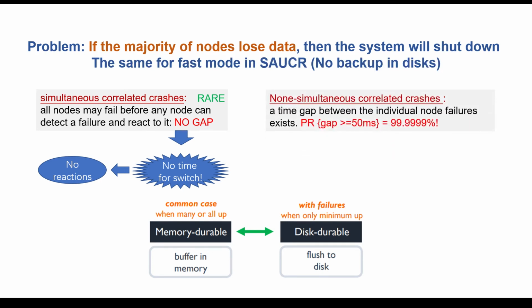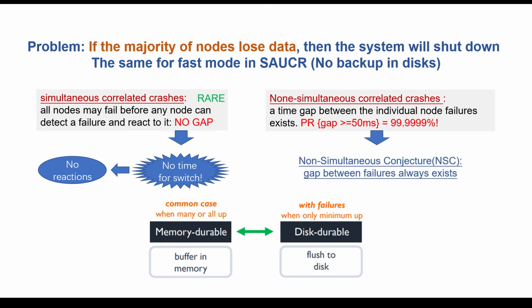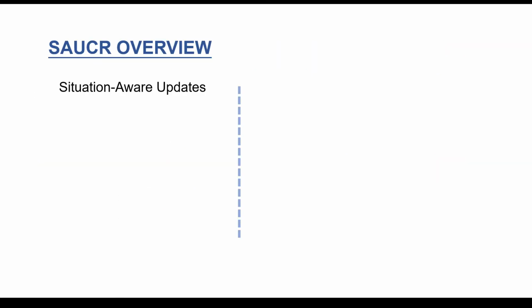In contrast, a time gap between correlated crashes, maybe caused by a rack power outage, etc., could possibly exist, and the probability that the gap is longer than 15 ms is 99%. That is a very big number, and now we can conjecture that a gap between failures always exists. That will be the precondition of the following discussions.